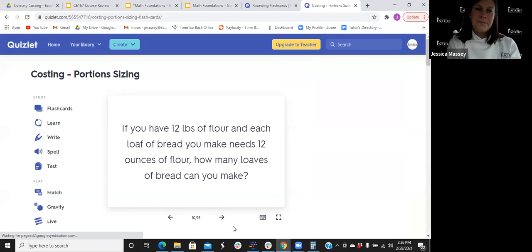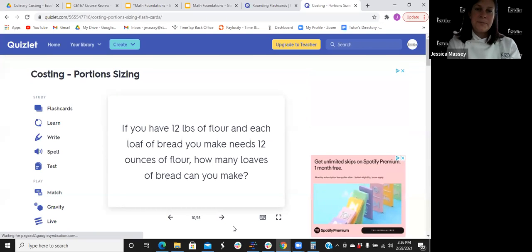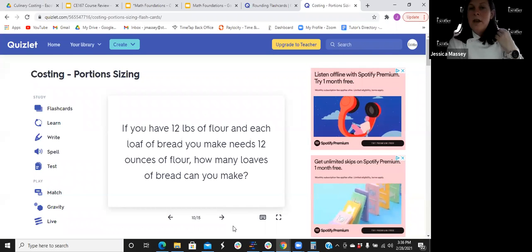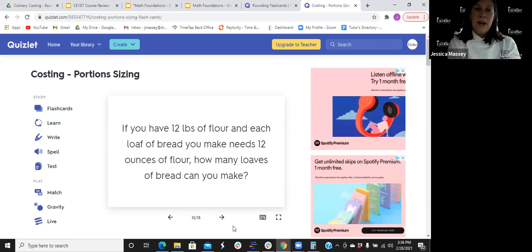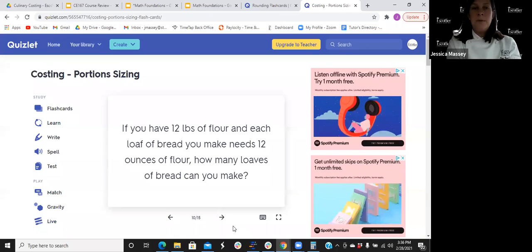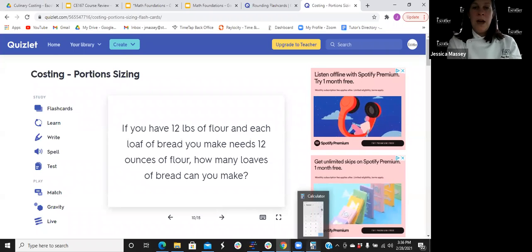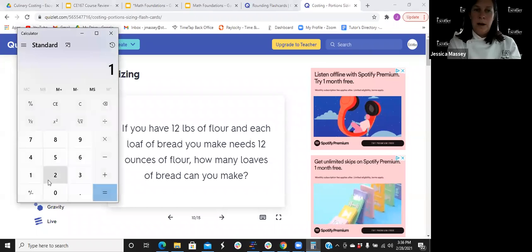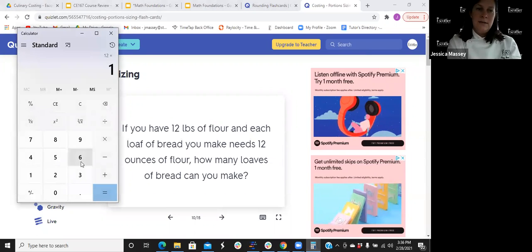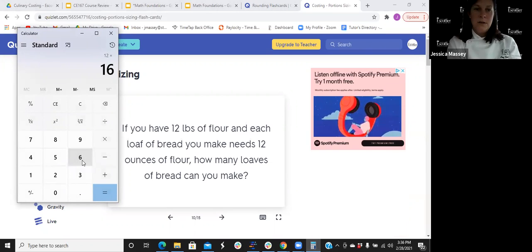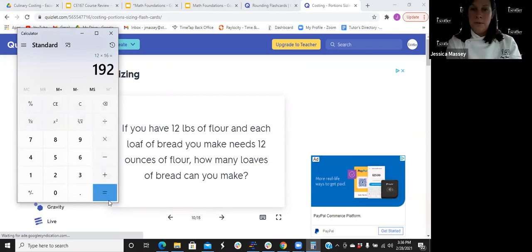If you have 12 pounds of flour and each loaf of bread needs 12 ounces of flour, how many loaves of bread can you make? So again, to break down this problem, if you have your 12 pounds of flour, your first step would be to figure out how many ounces you have, so you have it in the same unit of measure before you do your math. So if we have 12 pounds and we multiply that by 16, because we know there's 16 ounces in a pound, it says 192 ounces.